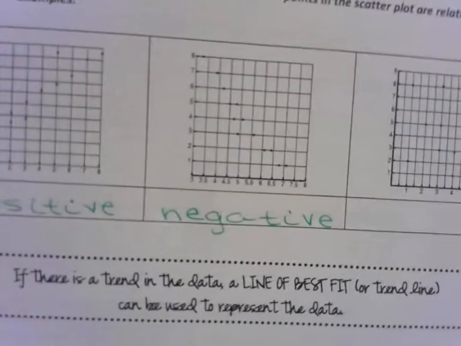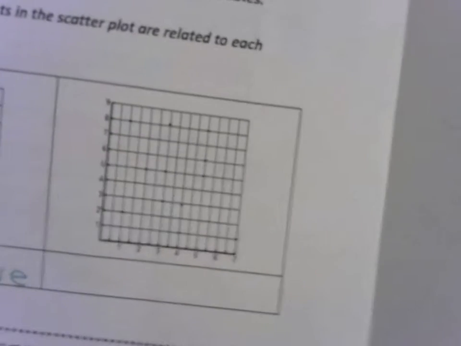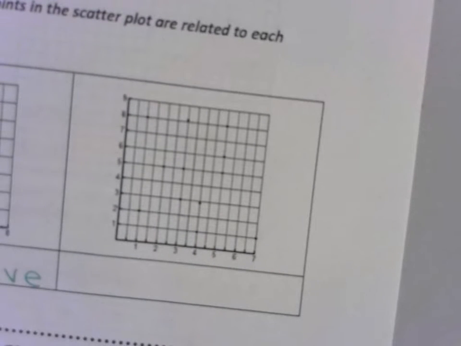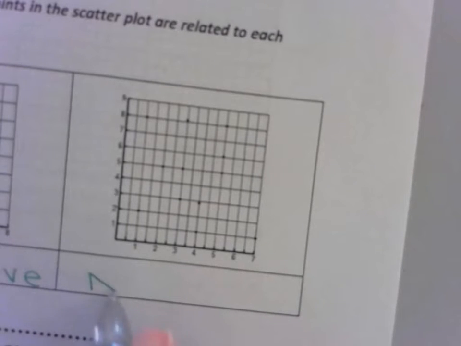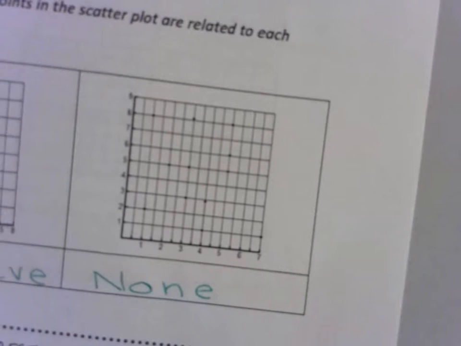And then the last one, if you look closely, all the points are kind of scattered throughout. Guys, listen up. You don't see a correlation. You don't see a pattern of the points going up or the points going down. So this is no correlation, or none. So you can either have a positive correlation, they're going up, negative, they're going down, or no correlation, which means they're just scattered. There's no pattern.